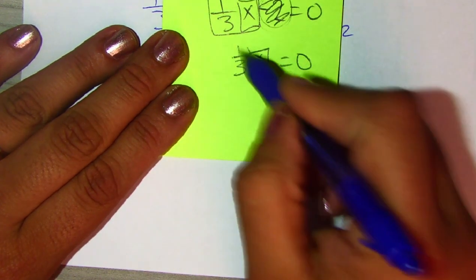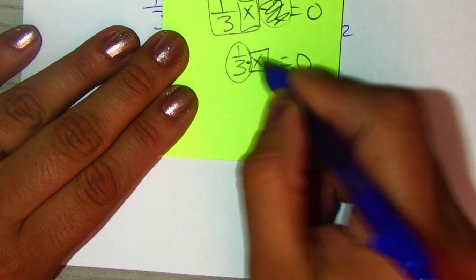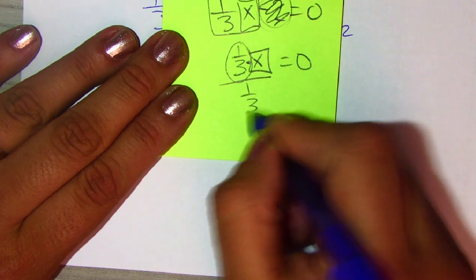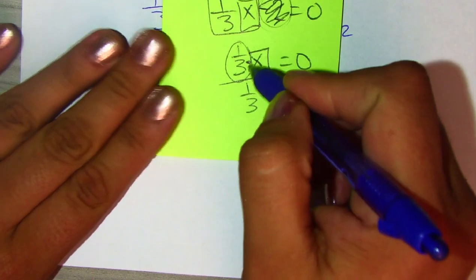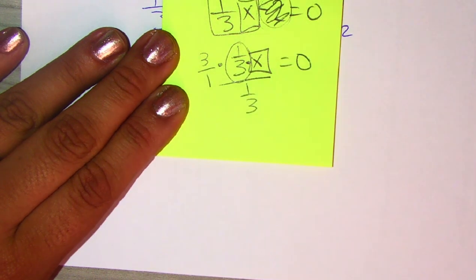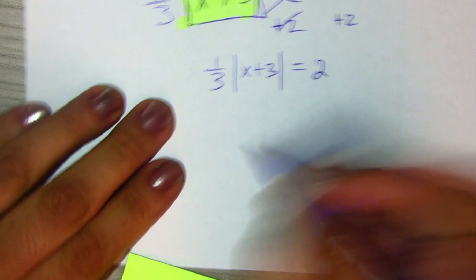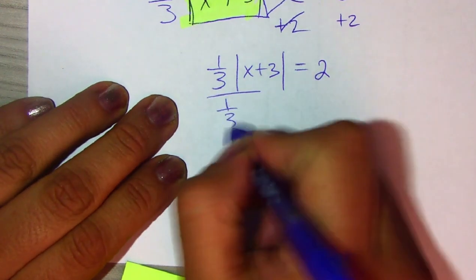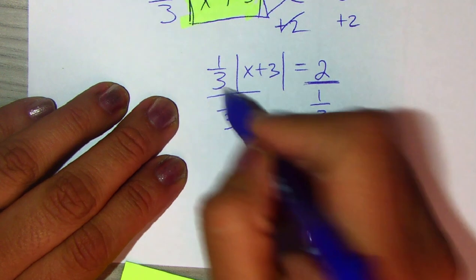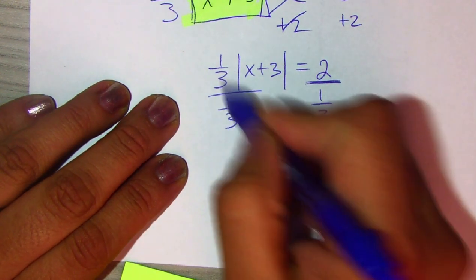So how can we get rid of the 1/3? Well, the 1/3 is next to that something, and you need to either undo it by dividing by 1/3, or also when you have fractions, you can multiply times the reciprocal, which is 3/1. So here I think the best bet is just to do division, just because most of you are going to use your calculator anyways. So we're going to isolate this absolute value by dividing by 1/3.